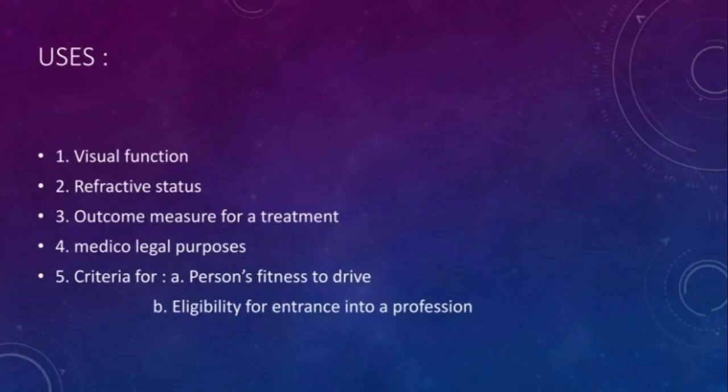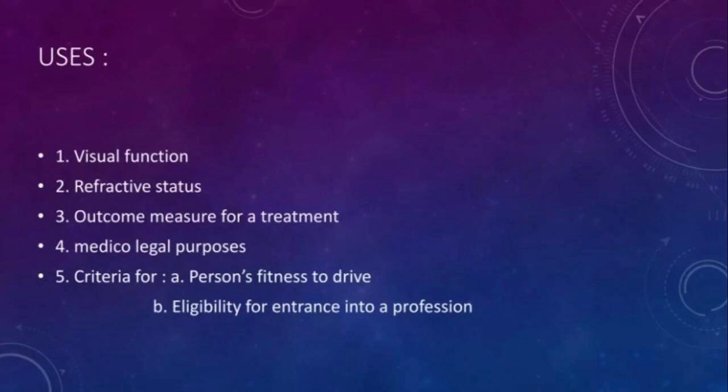Number 3, measuring outcome of treatment. Visual acuity is used to measure treatment outcome of various eye conditions such as cataract, glaucoma, and macular degeneration. Number 4, medico-legal purpose. Visual acuity testing can be used in legal settings to evaluate the impact of visual impairment on a person's ability to perform daily activities such as driving or reading.